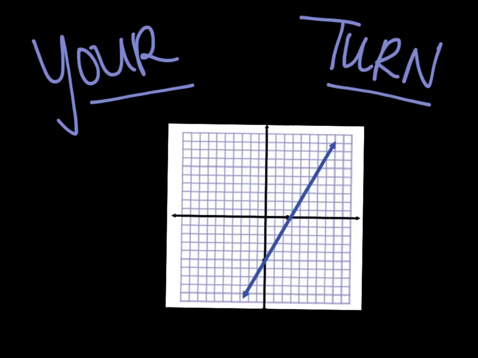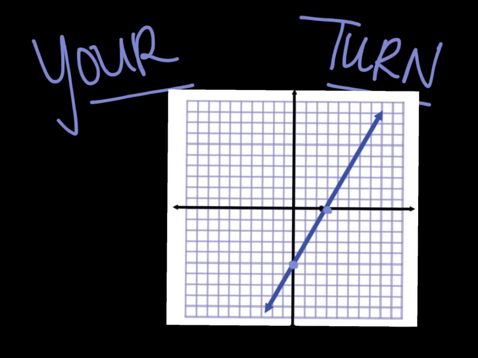Your turn. Here is your equation. I'll make those points a little bit more obvious here. It crosses there and here. There are a couple more points along the way, but you can just use those two. Please write the equation for this graph.